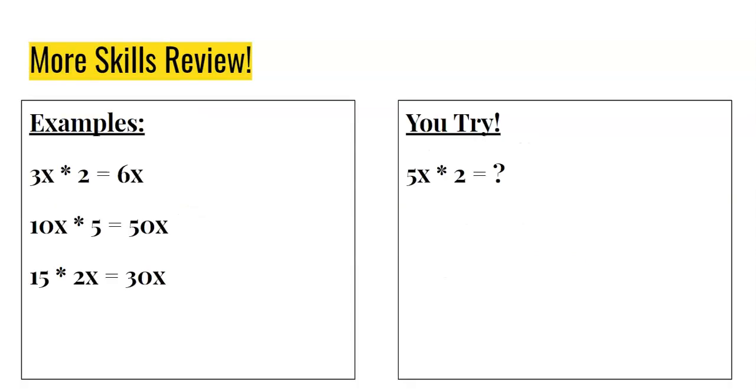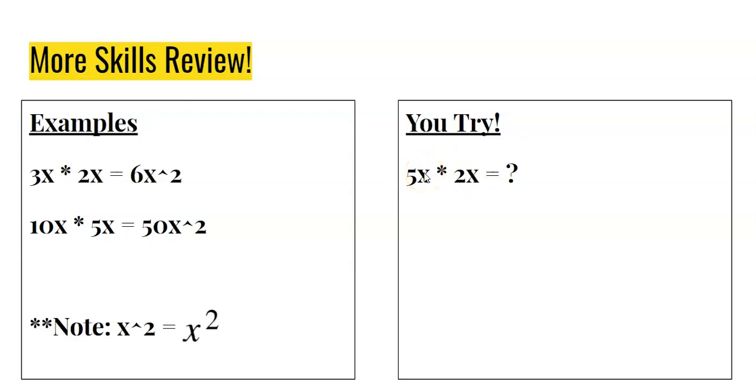So a few more practice examples. 3x times 2 is going to give you 6x. 10x times 5 is going to give you 50x. 15 times 2x is going to give you 30x, where you just do the 15 times the 2, which gives you the 30, and then attach the x. Now you try. So if I tell you 5x times 2, what is that? Now hopefully you're able to do 5 times 2 and attach the x, which would give you the 10x.